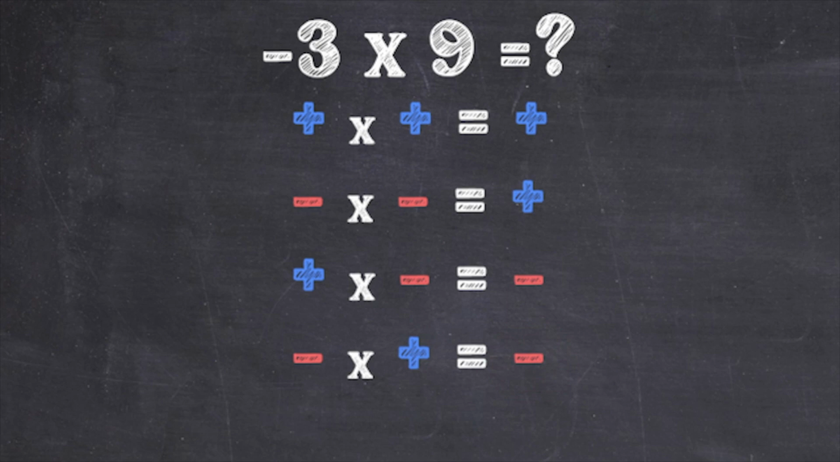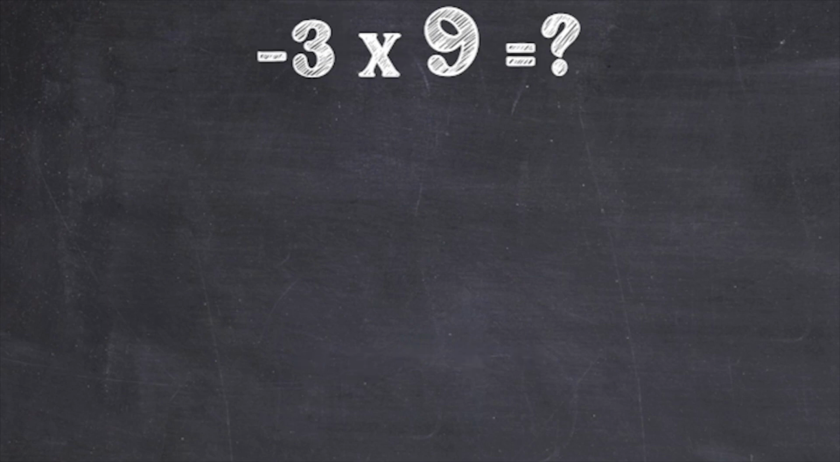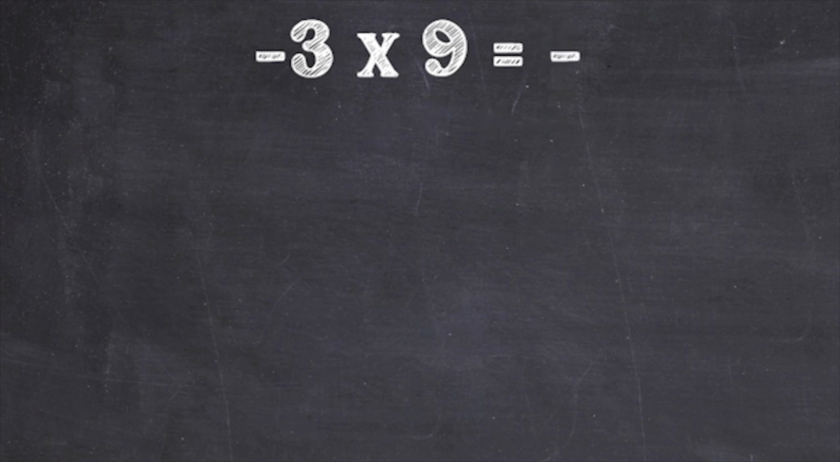To summarize these rules, if you are multiplying two integers with the same sign, you get a positive number. If you are multiplying two integers with different signs, you get a negative number. So, for our problem, -3 times +9, we are multiplying a negative number by a positive number. Thus, our answer will be a negative number. So let's write a negative sign down.